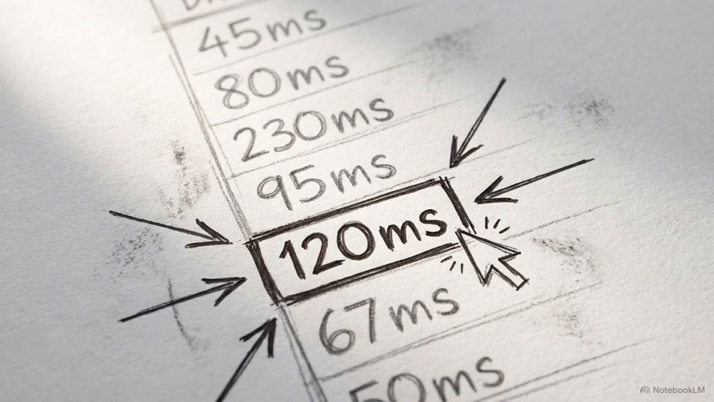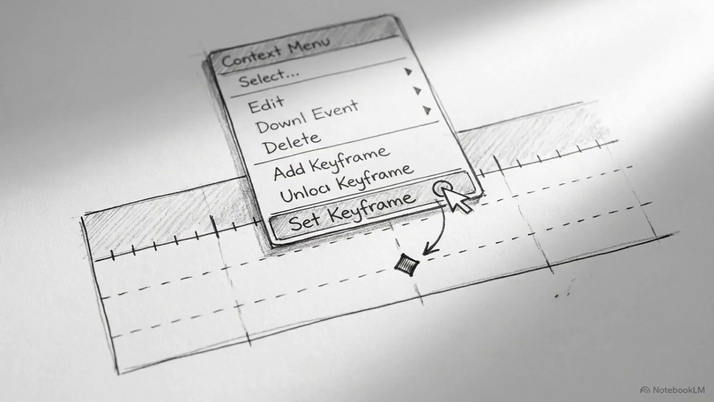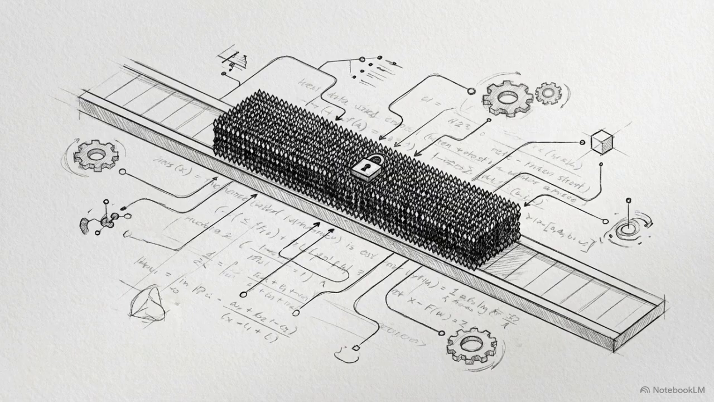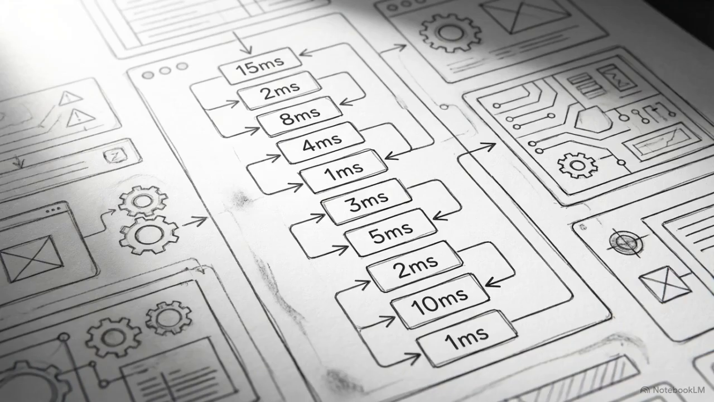Once you locate the bottleneck, you perform optimization triage. Select the heavy layer and use the keyframe assistant to convert that complex expression into raw keyframes. The software solves the math once, and the heavy lifting is done. Optimization is diagnosing the data and neutralizing your bottlenecks.